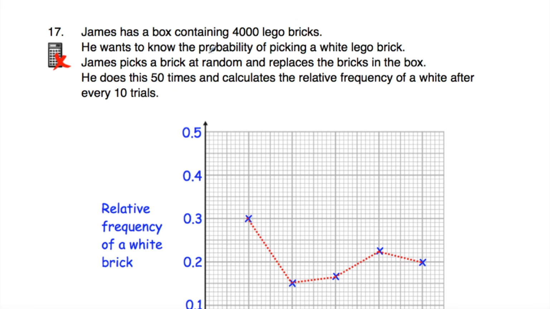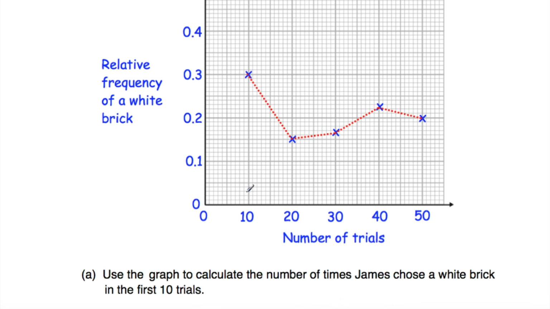Question number 17 says, James has a box that contains 4,000 Lego bricks, and he wants to know the probability of picking a white Lego brick. He picks a brick at random and then replaces the brick in the box. He does this 50 times and calculates the relative frequency of a white after every 10 trials. So after 10 trials, the relative frequency was 0.3, so that means that 10 times 0.3 is 3. So he selected 3 Lego bricks out of the first 10, and so on.